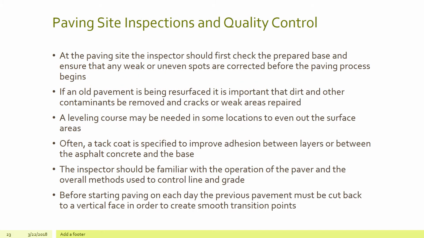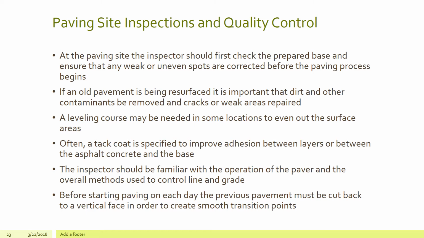Let's take a look at some of the things we should be addressing at the paving site for inspections and quality control measures. At the paving site, the inspector should first check the prepared base and ensure that any weak or uneven spots are corrected before the paving process begins. Of course, very important, we've talked about this before, we want to make sure that we have a nice stable base, because once we pave over top of it, we're going to have some failure problems or concerns if we don't take care of it now.